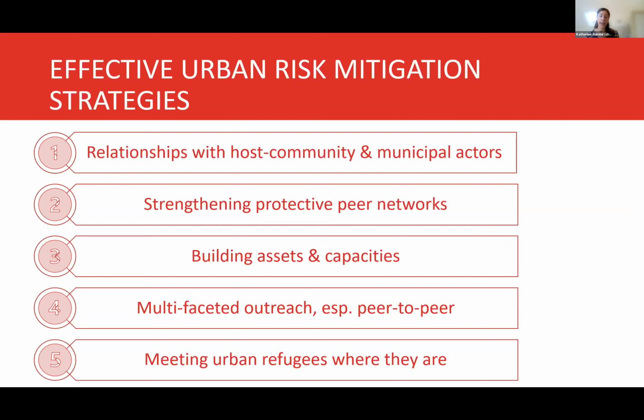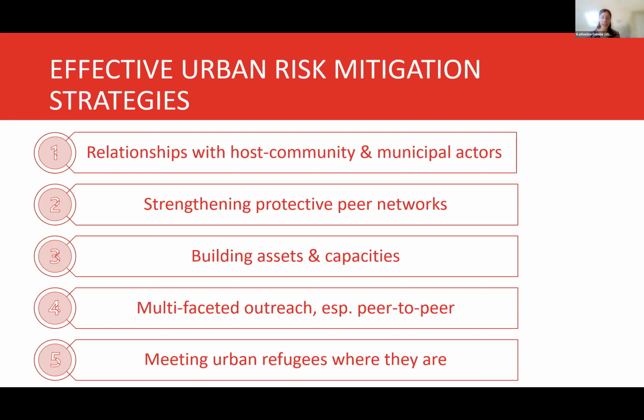The second is strengthening protected peer networks. So peer networks in urban contexts already exist, and they offer different types of resources and support to refugees. Or there may be certain peer networks for certain subgroups of the populations, including LGBTIQ networks. And these networks are particularly useful because they can be entry points for refugees to build social capital and access services and other community resources.